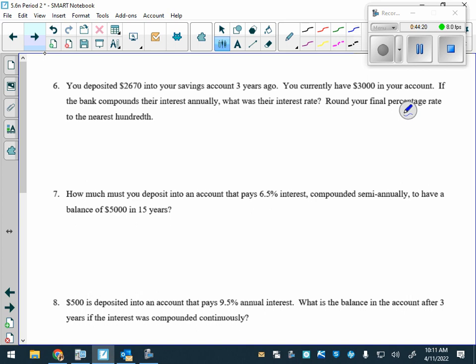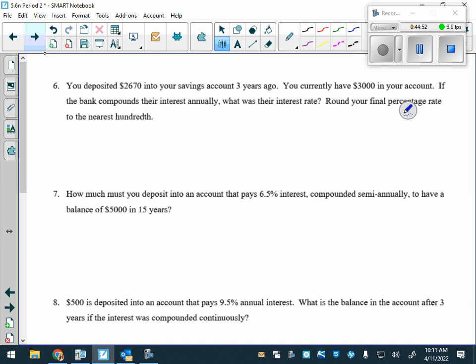We found P, we found A, we found T. The last one is r. You would not have to find N. You guys will not have to find N. It will be given to you. You deposit $2,670 into your savings account 3 years ago. You currently have $3,000 in your account. If the bank compounds their interest annually, what was their interest rate? So we're trying to find the rate.